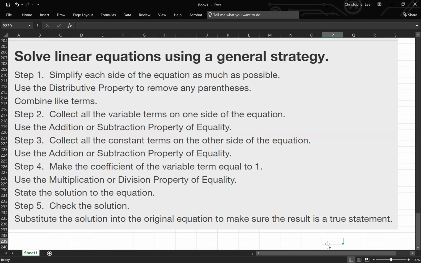Step five, check your solution. Substitute the solution into the original equation and make sure that the result is true. All right.